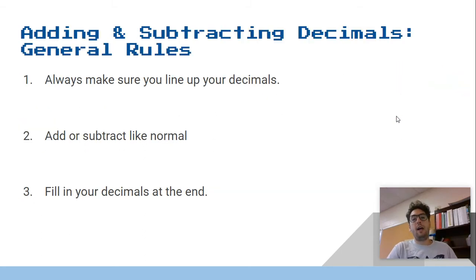So when we're talking about adding and subtracting decimals, really there's three rules. And rule number one is the golden rule of adding and subtracting decimals. And that's make sure you line up your decimals. Your second step is just add or subtract just like you normally would. And your third rule is fill in your decimals at the end.